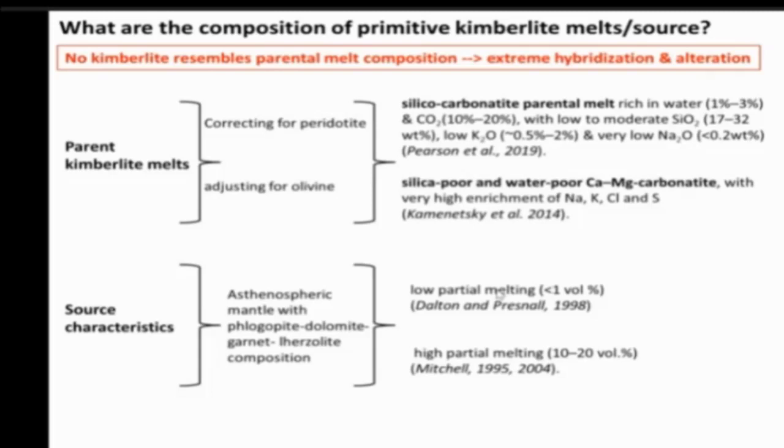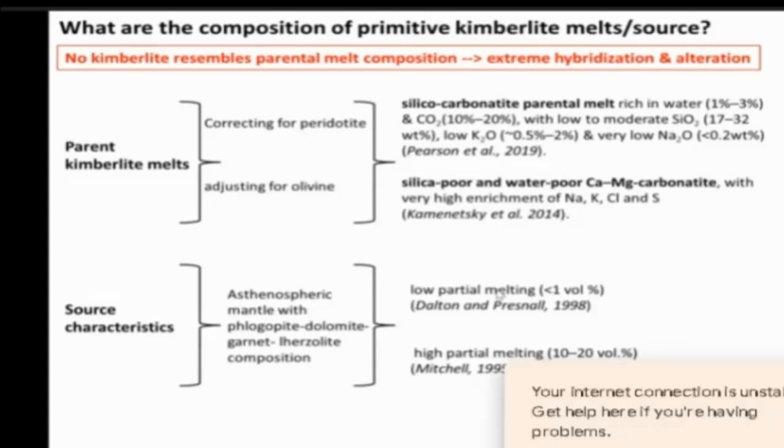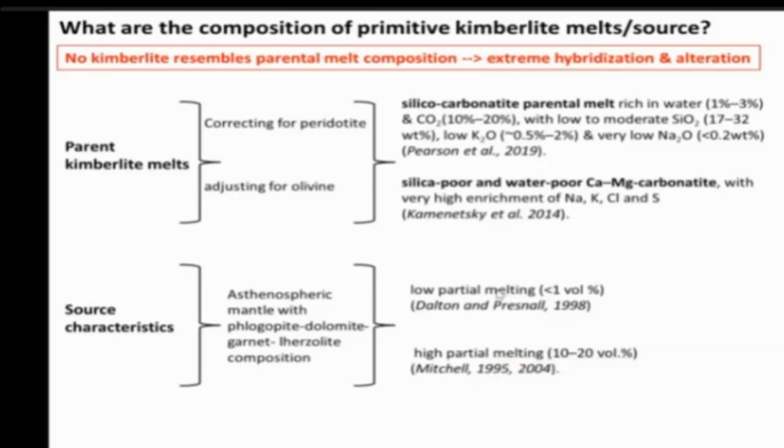So when we correct for the peridotite present in the kimberlite rocks, it gives a silico-carbonatite parental melt which is rich in water and carbon dioxide, contains low to moderate silica, and also low K2O and very low sodium oxide. On the other hand, another dominant macrocryst present in the kimberlitic melt is olivine. If we make some adjustment for the olivine, then a completely different type of source melt is obtained, which becomes a silica-poor, water-poor calcium-magnesium carbonatite, with a good enrichment of sodium and some other minor elements.